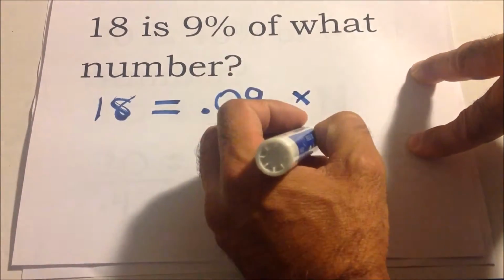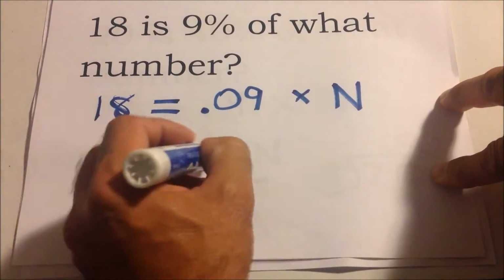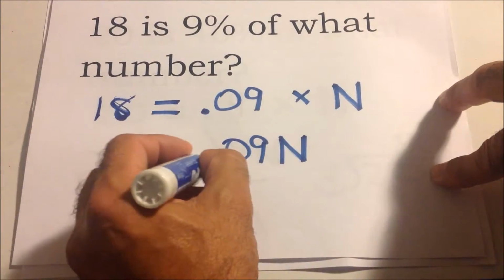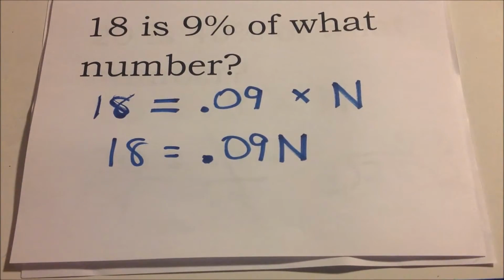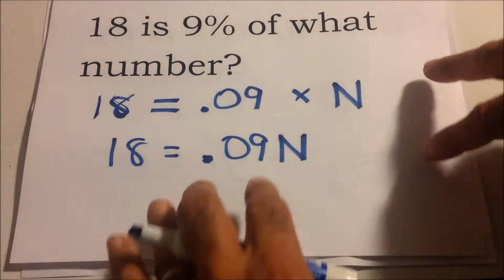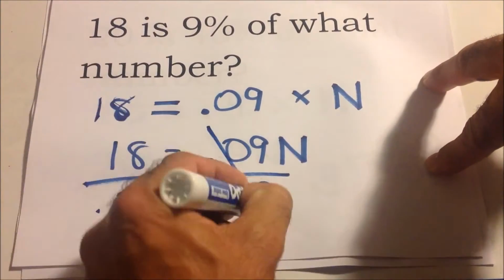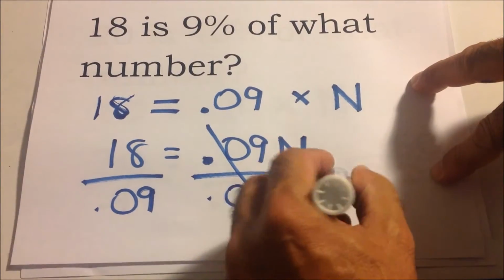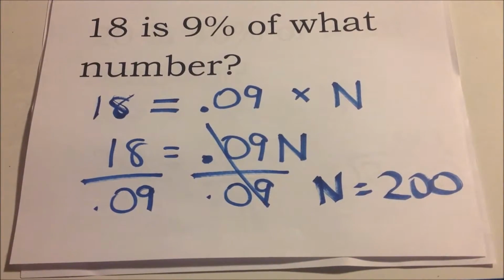Of means times, and what number we don't know. N or W, whatever you want to use. So we have 18 equals 0.09N. Remember, anytime we have a number and a letter, put them together: the coefficient and the variable. What's the next step? You want the variable alone, so we're going to divide the 0.09 on both sides. Remember, that cancels out. Whatever you do to one side, do to the other. So simply divide. What did you get? Okay, if you divide that out, you would get that N equals 200. Right?